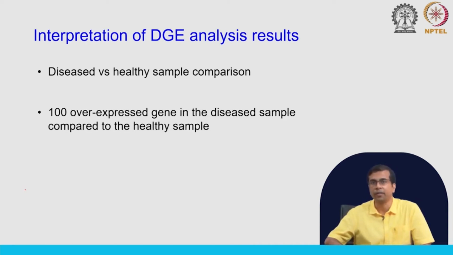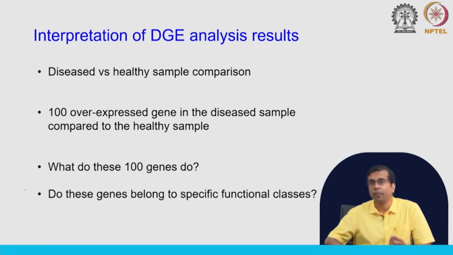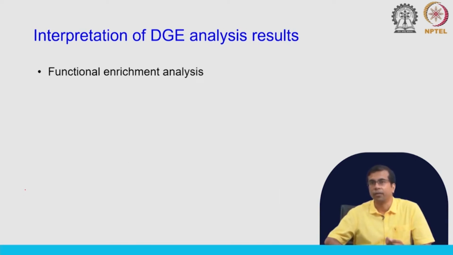We have identified a list of genes, and let us say we have identified 100 overexpressed genes in the disease sample compared to the healthy sample. And the question we probably want to understand is what do these genes do, 100 genes, what are they doing, are they in any way associated with the disease? Whether they are causing the disease, or they are helping in disease progression, or whether they are actually doing certain functions that kind of make the situation worse. So, the question that we want to answer often is whether these genes belong to specific functional classes, and this is what we do by something called functional enrichment analysis.